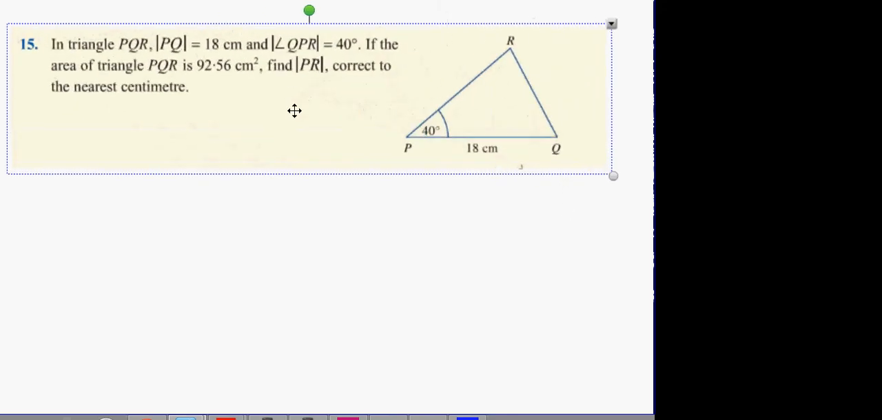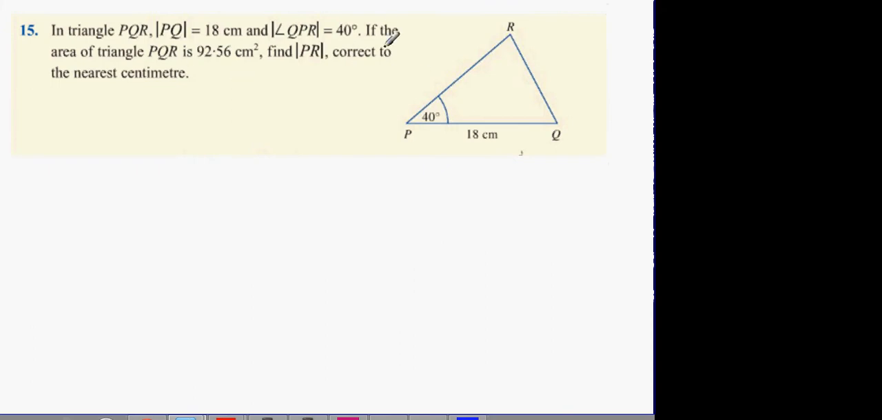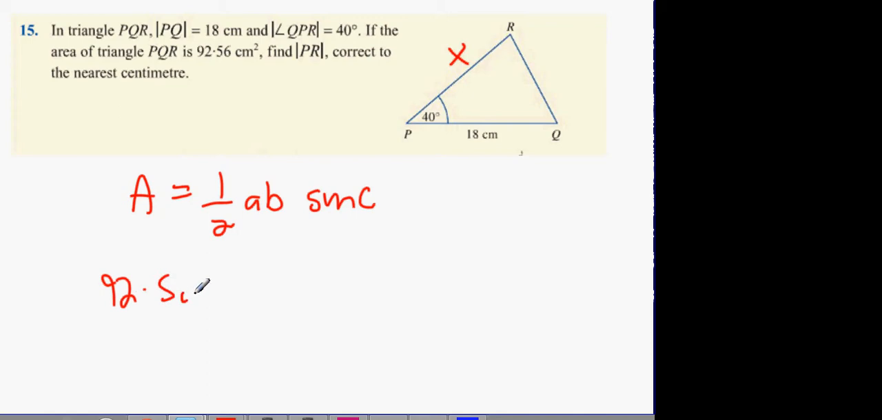In triangle PQR, PQ is 18, QPR is 40. If the area of the triangle is 92.56, it's the exact same thing as last time, except this time we don't know the length. If you don't know the length, you make up a letter for it. So it's going to be 92.56 equals a half, 18 multiplied by x sine 40.